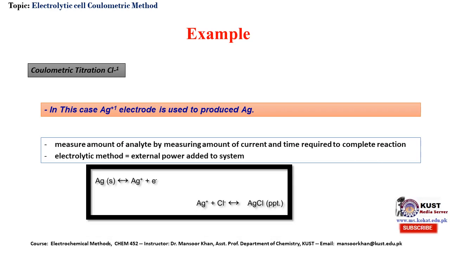This is the overall reaction. The Ag is first converted into Ag+ ion, and then the Ag+ combines with chloride and leads to the formation of AgCl precipitate. So the amount of Ag which is converted to AgCl is basically used as the basis of the concentration of the chloride.